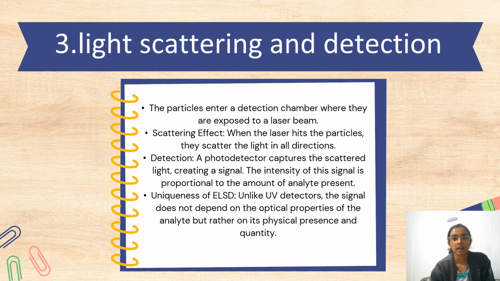Third part is light scattering and detection. The particles enter the detection chamber where they are exposed to a laser beam. Scattering effect. When the laser hits the particles, they scatter the light in all directions. Detection. A photodetector captures the scattered light, creating a signal. The intensity of the signal is proportional to the amount of analyte present. Uniqueness of ELSD. Unlike UV detectors, the signal does not depend on optical properties of analytes, but rather on their physical presence and quantity.